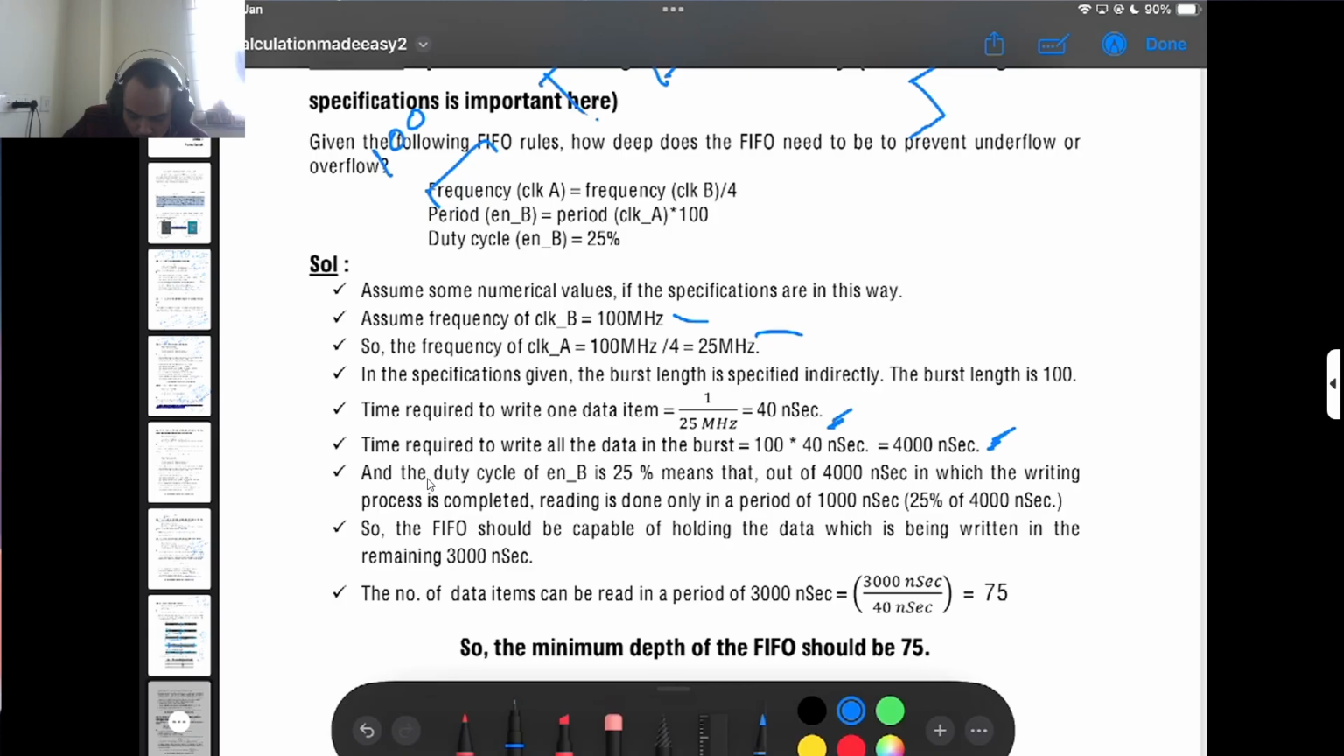It means that out of 4,000 nanosecond, in which the writing process is completed, reading is done only in a period of 1,000 nanosecond, so 25% of 4,000 nanosecond. So the FIFO should be capable of holding the data which is written in the remaining 3,000 nanosecond. The number of data items that can be read in a period of 3,000 nanosecond is 3,000 nanosecond by 40 nanosecond, so 75. But why is it 40 nanosecond? That's the question.